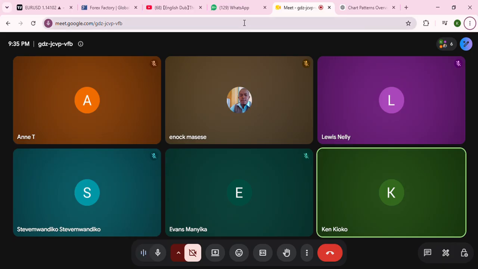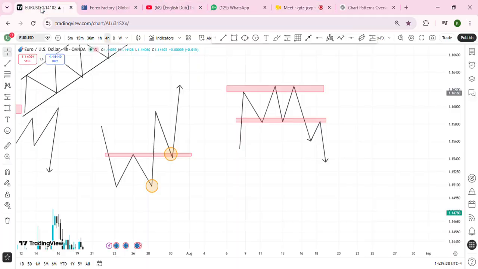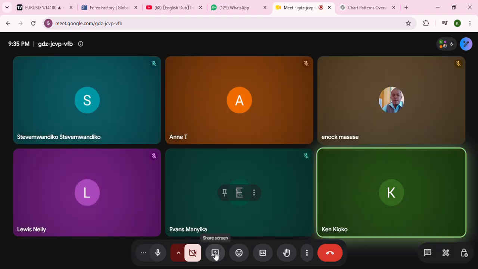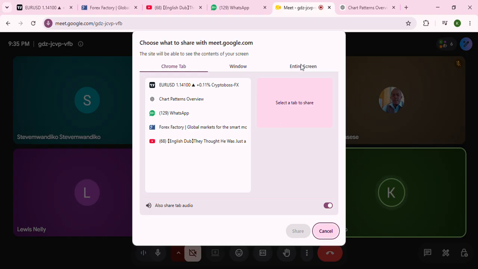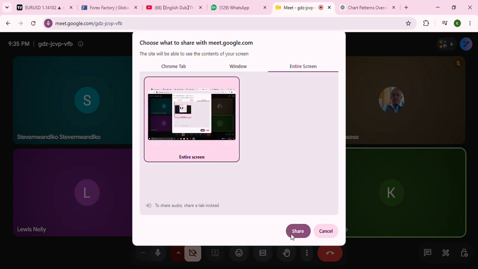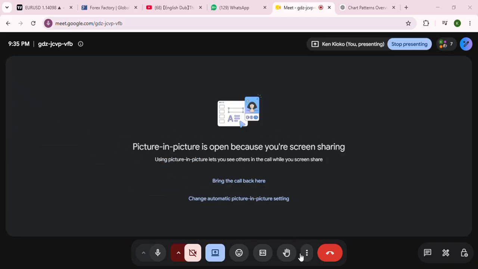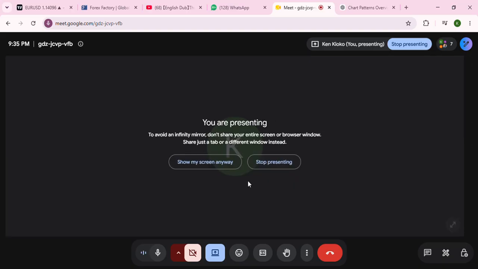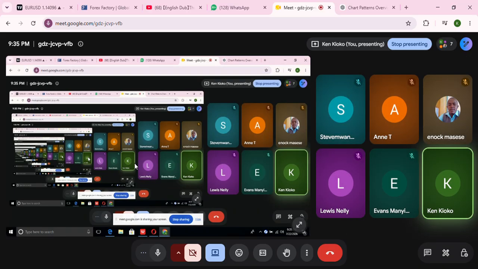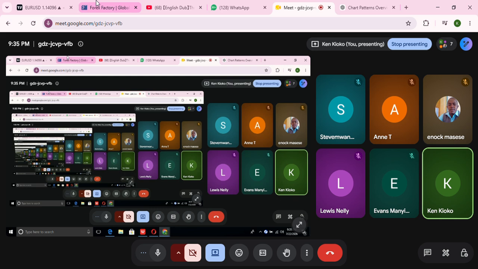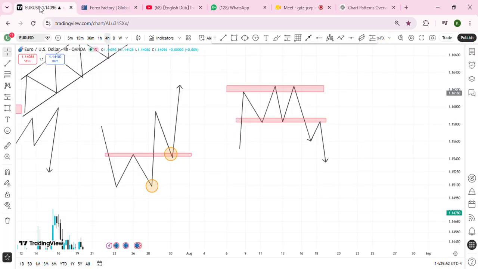Alright, so let's continue from where we had left before that technical error occurred. Let me share my screen. Right, so I believe you can see my screen.